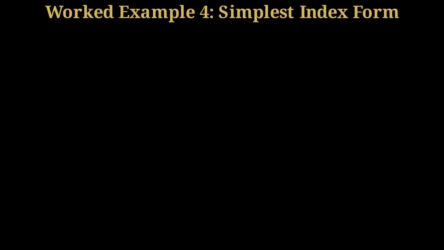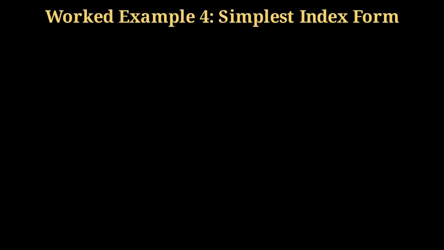Worked example 4, the other way around again. Express 32 and then 243 in simplest index form. The tool is prime factorization. Keep splitting until everything is prime.